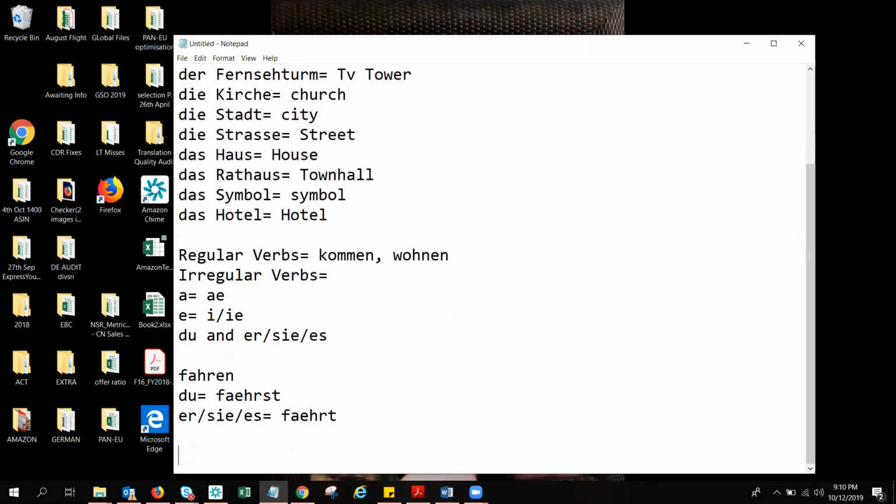Now the second verb is geben. I'm giving you these examples because these are very common verbs we use. Geben is to give.